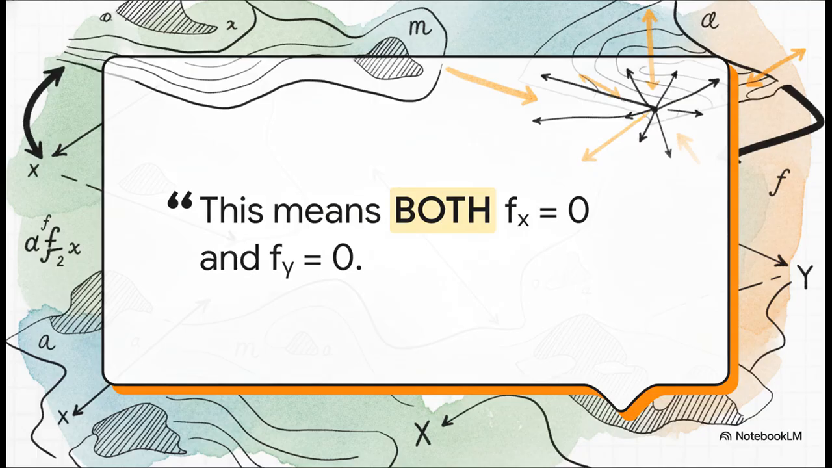Now this is so important. For that gradient vector to be 0, it's not enough for one of the partial derivatives to be 0. Nope, both of them, f sub x and f sub y, have to be 0 at the exact same time. Seriously, this is probably the most common mistake on exams, so you gotta lock this one down. It has to be both.